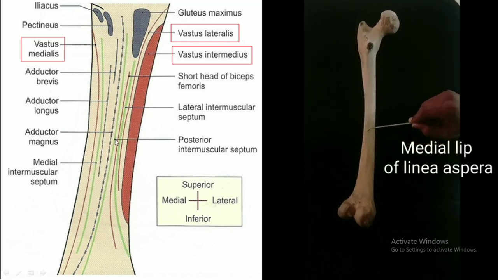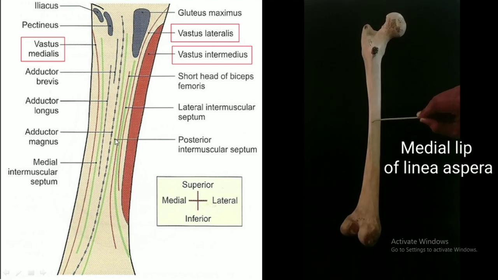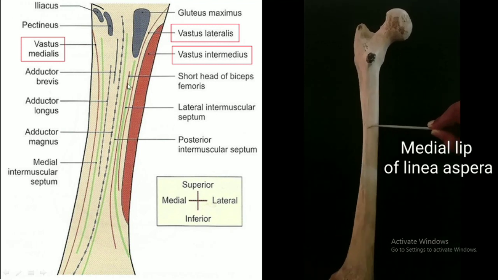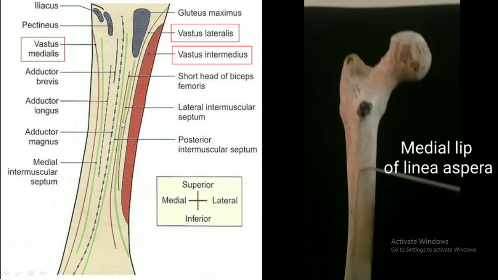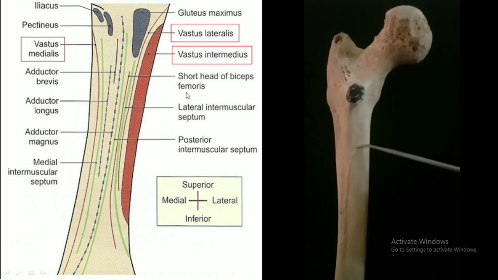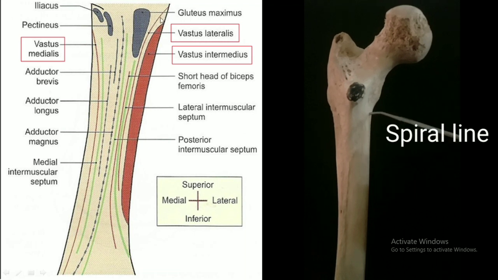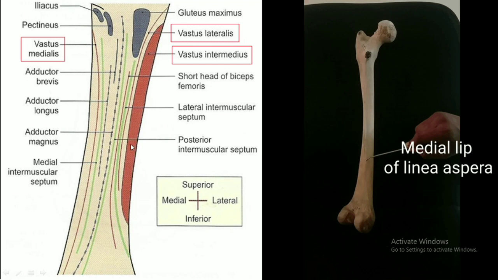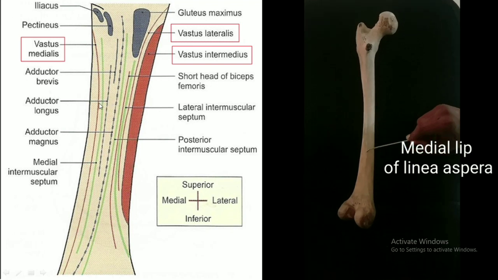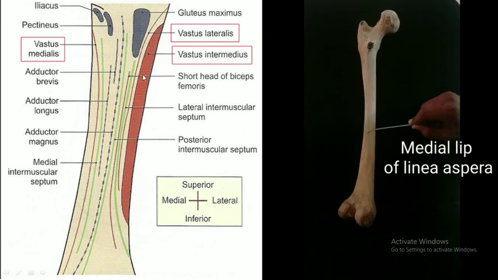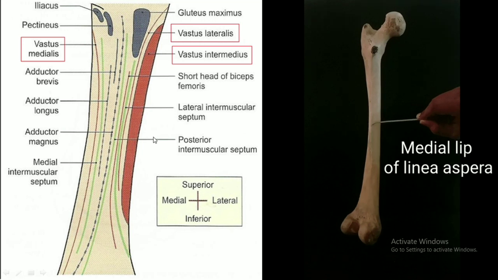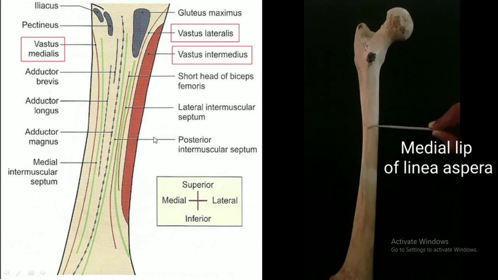Then posterior intermuscular septum. Then comes the short head of biceps femoris, red color, short head of biceps femoris. Then comes the vastus lateralis muscle, and then comes vastus intermedius. So these are the muscles from medial to lateral, all the structures in the linea aspera.